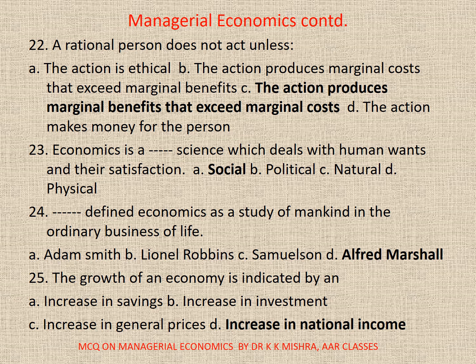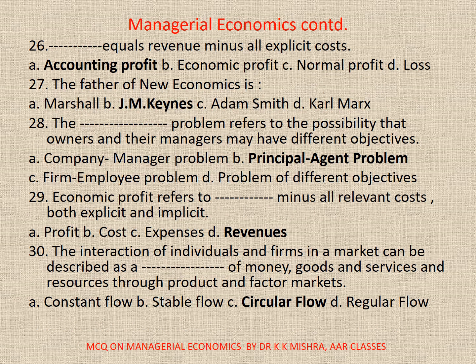25. The growth of an economy is indicated by an A. increase in savings, B. increase in investment, C. increase in general prices, D. increase in national income. Correct option is D, increase in national income. 26. Dash equals revenue minus all explicit costs. So here correct option is A, accounting profit.